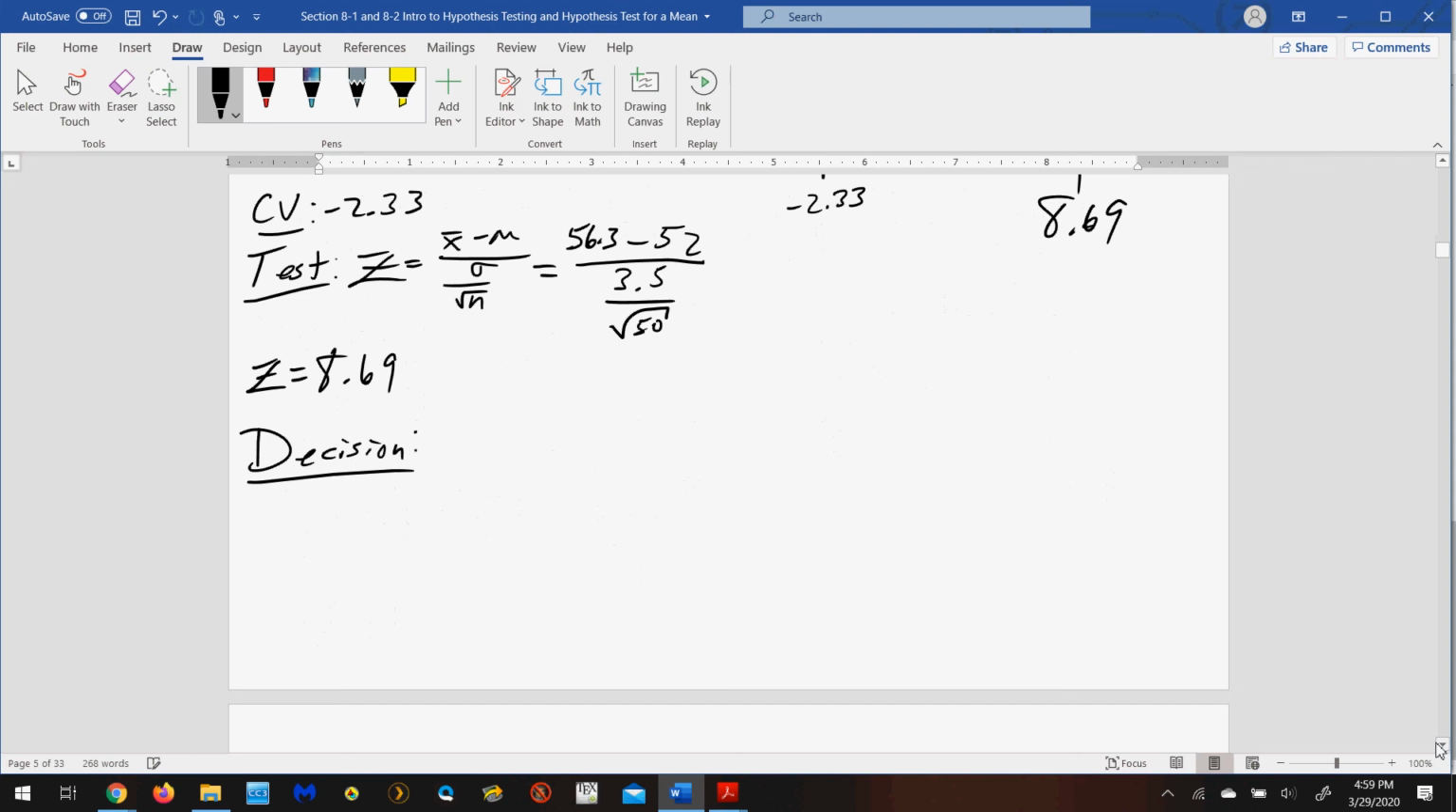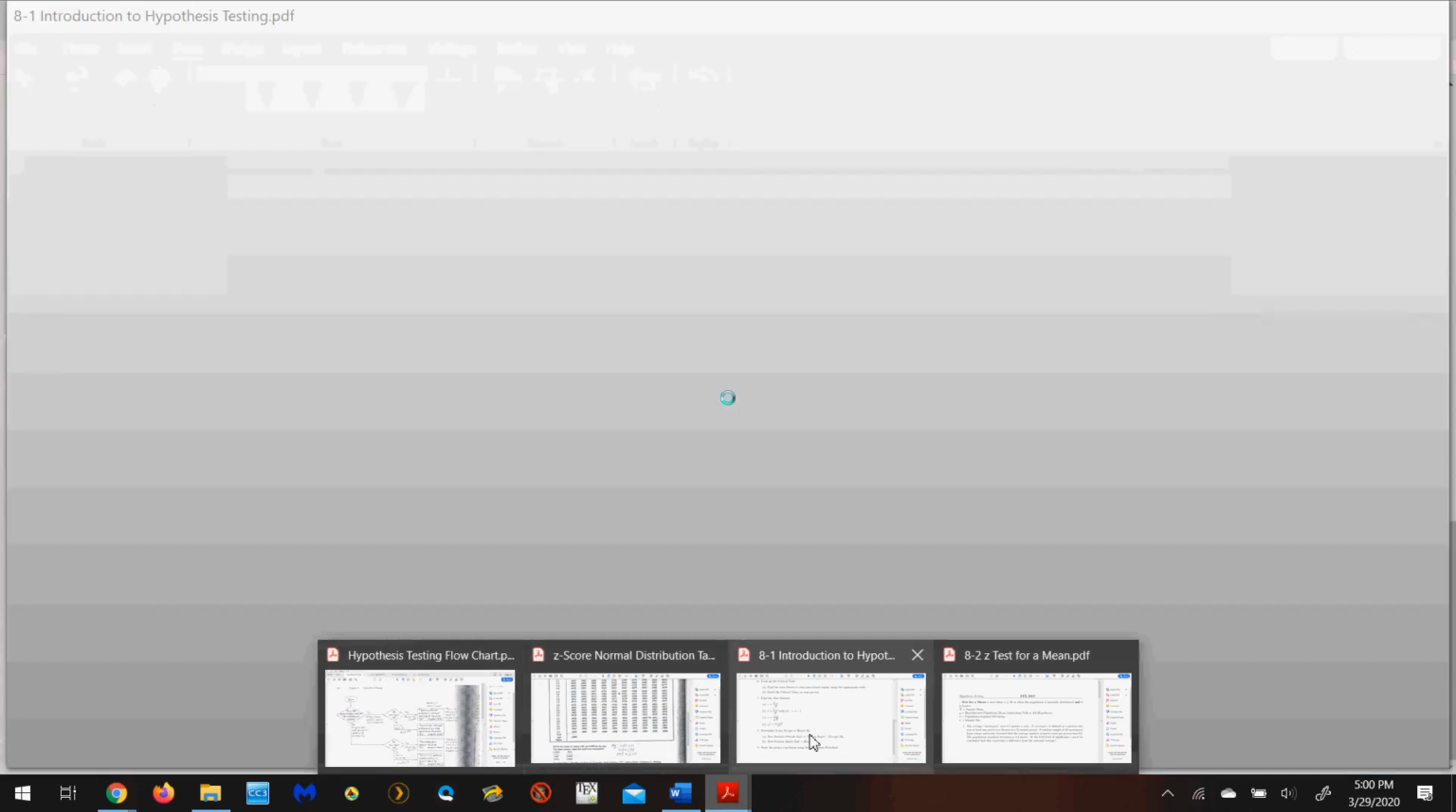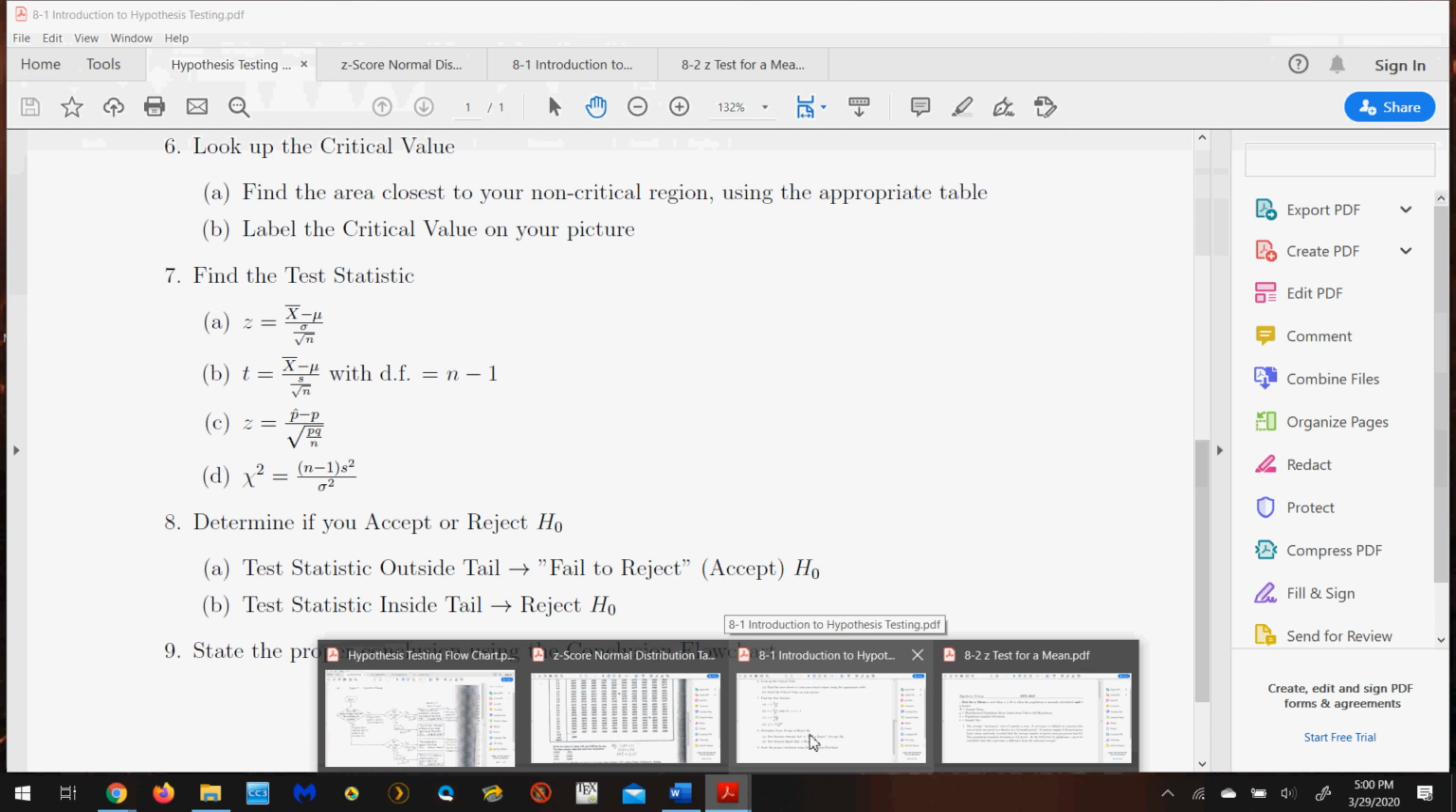So for my decision, I looked to determine where location-wise is this test. Is the test inside or outside the tail? My tail's right here. It's outside the tail. If the test is outside of the tail, I accept H sub 0. I know I put fail to reject because I believe that is what the flowchart wording uses, or maybe your book uses, but you can just say you accept H sub 0.